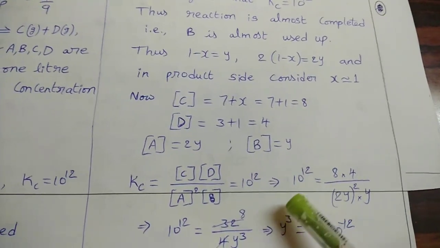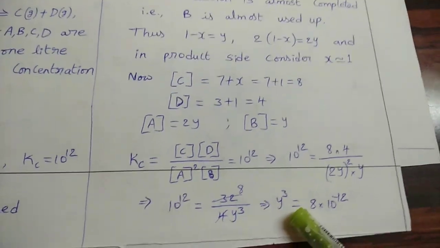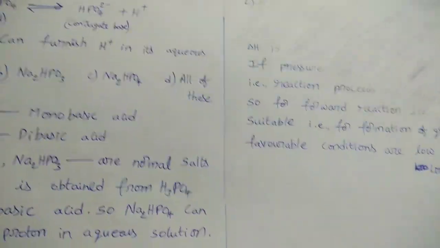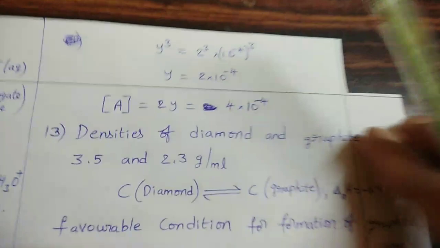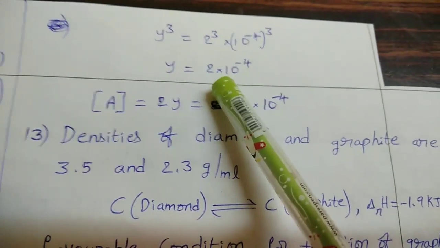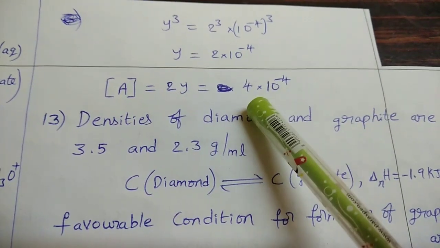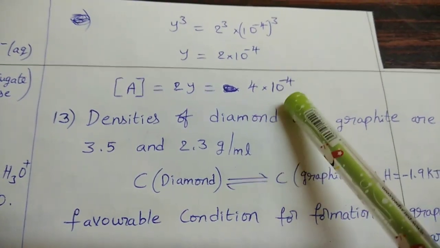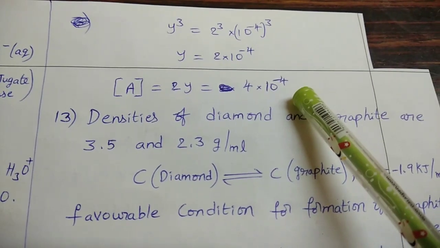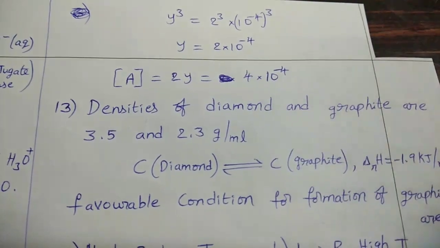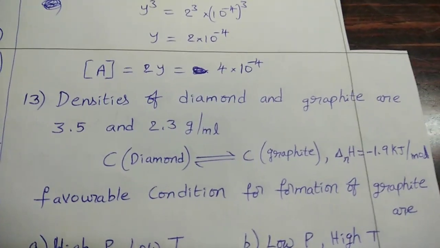Substitute these values in the Kc expression, then Y equals 2 into 10^-4. So the concentration of A equals 2Y, which equals 4 into 10^-4. So what is the option? Option A is the answer. I hope you understood this question.